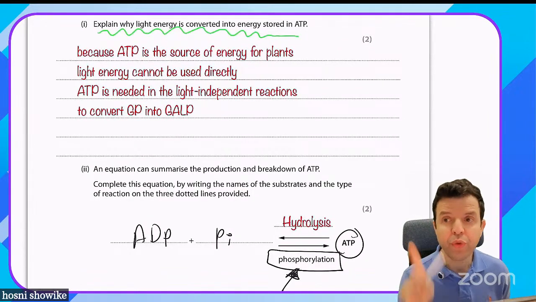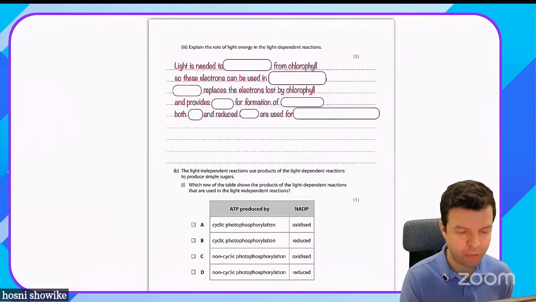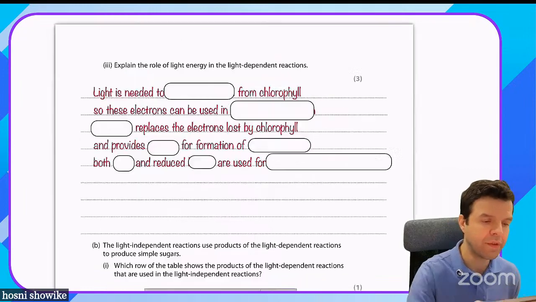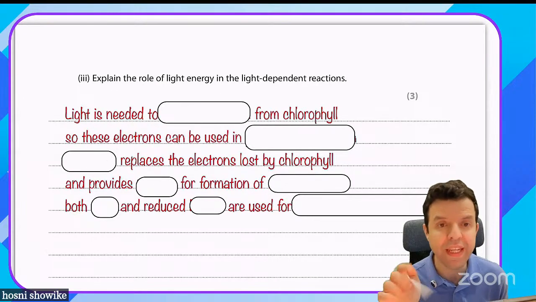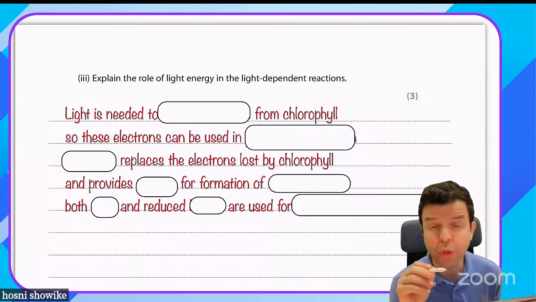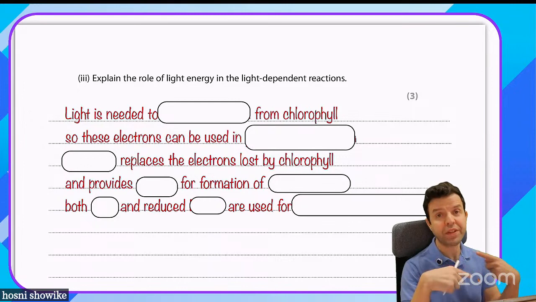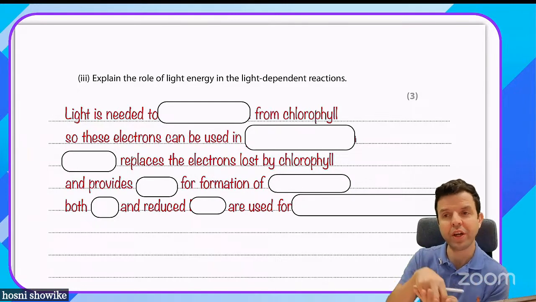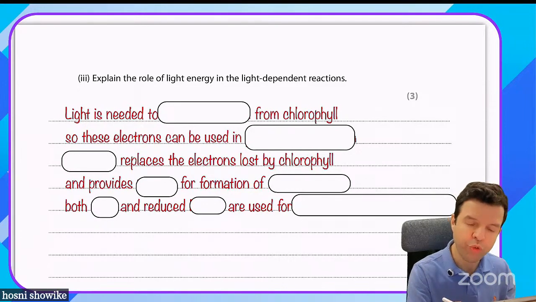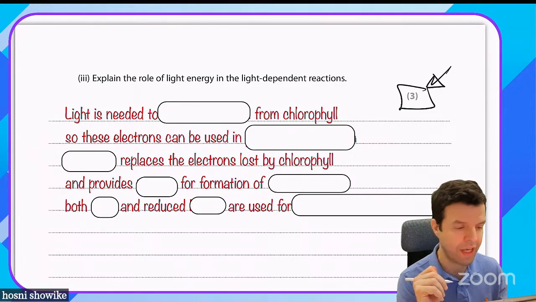So this was the first page. Now, second page. They asked me to explain the role of light energy in the light-dependent reaction. While I was picking those questions, I was trying to find the more direct questions and the repetitive ones. Those are the ones that come more often, and you can secure those easy marks in every exam paper.